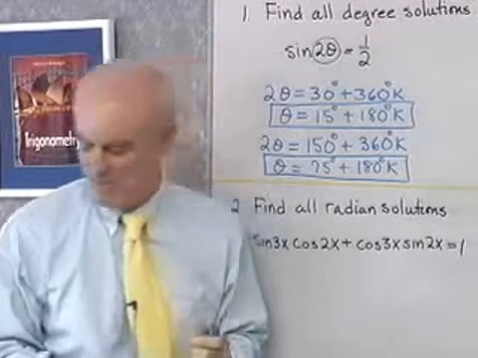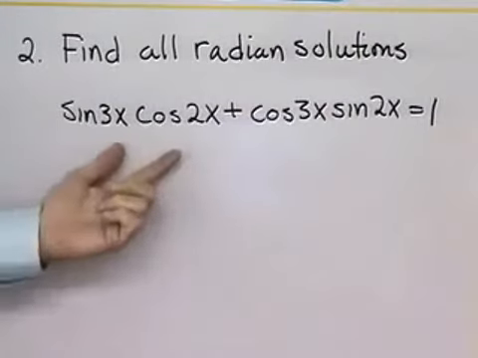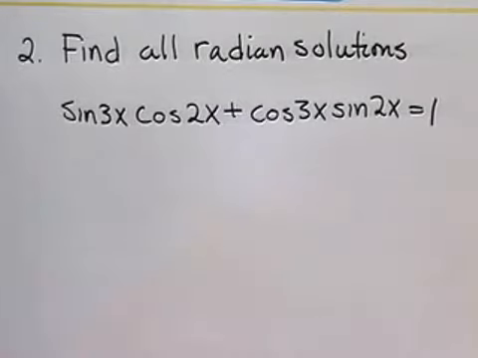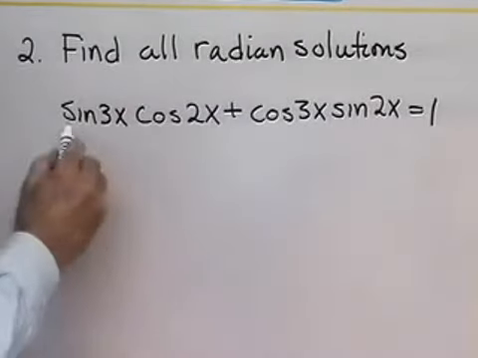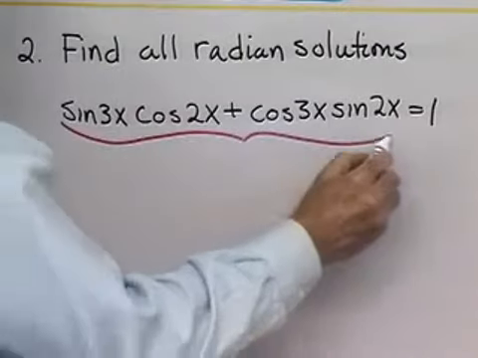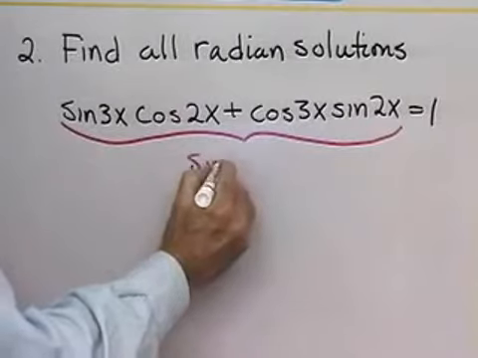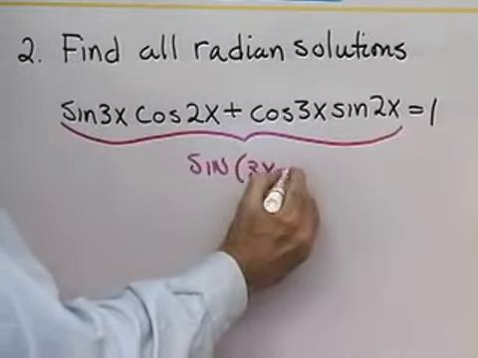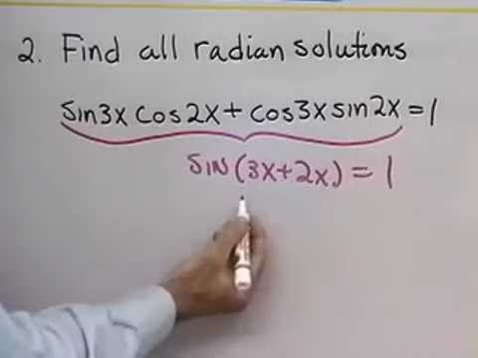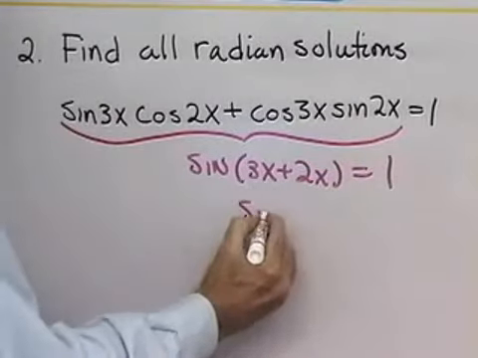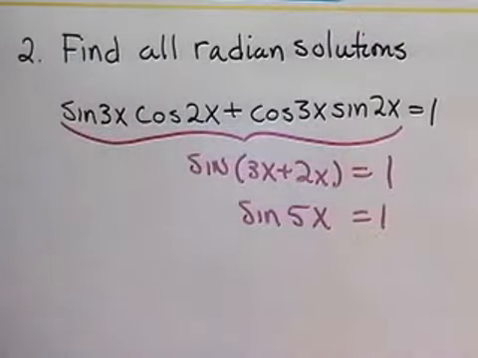Let's try another problem. We want to find all radian solutions this time to this equation. Sine 3x cosine 2x plus cosine 3x sine 2x equals 1. Well, this looks like my expansion formula for the sine of a plus b. So I'm going to write this as sine of 3x plus 2x is equal to 1. Now I'll simplify this by writing it as sine 5x is equal to 1.